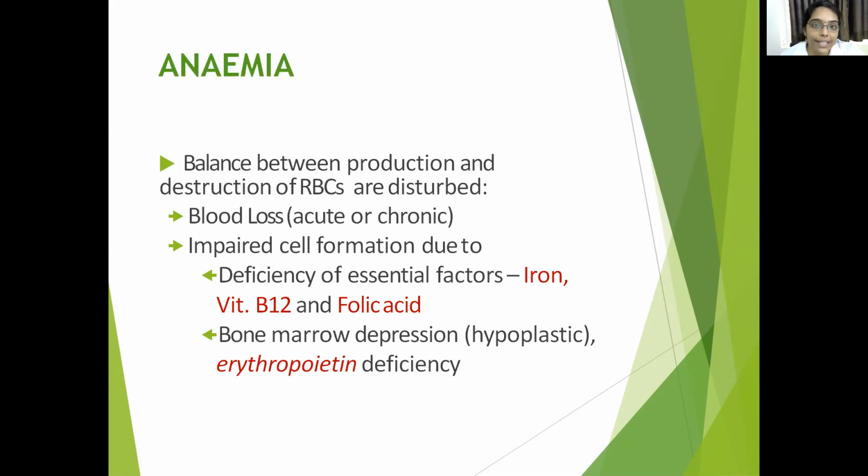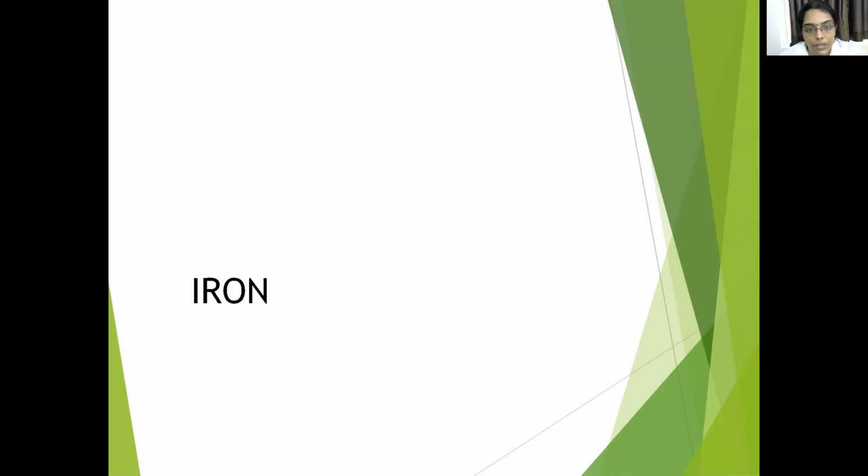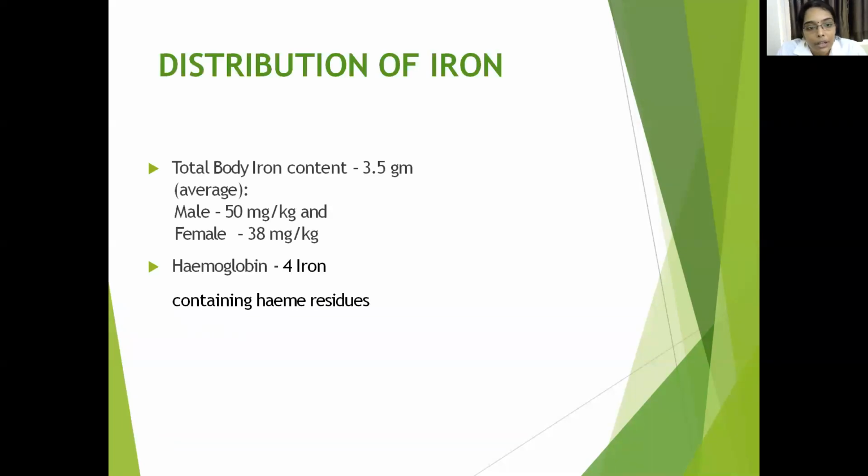Then erythropoietin deficiency, that is seen in chronic kidney disease where there is a defect in the production of erythropoietin in the body that might lead to anemia. Then there is increased cell destruction as in hemolytic anemia. So let us discuss the hematinics one by one in detail. The first important hematinic is iron.